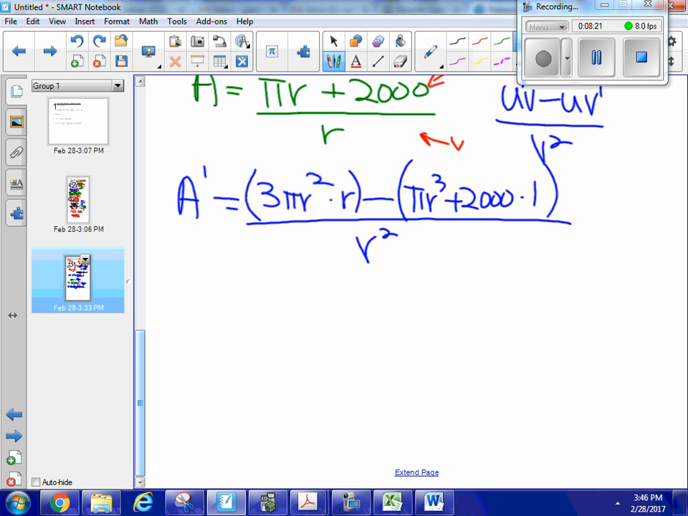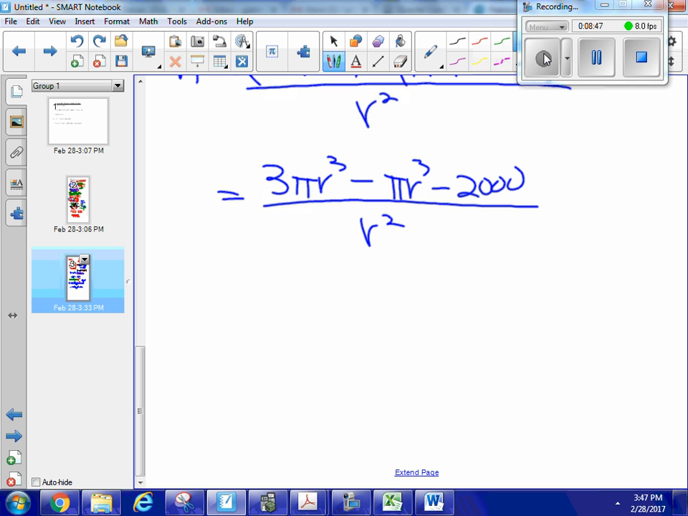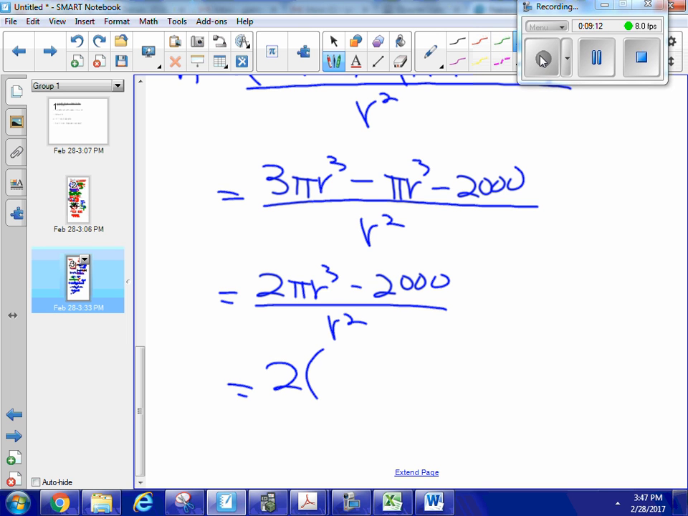So let's see if we can do a little bit of simplification here. I have 3 pi r cubed minus pi r cubed, that's kind of convenient, minus 2,000, and that's still divided by r squared. So I have 3 pi r cubed minus 1 pi r cubed, 3 pi's minus 1 pi, minus 2,000 over r squared, or 2 times pi r cubed minus 1,000 over r squared.